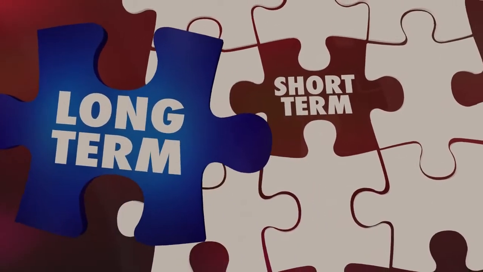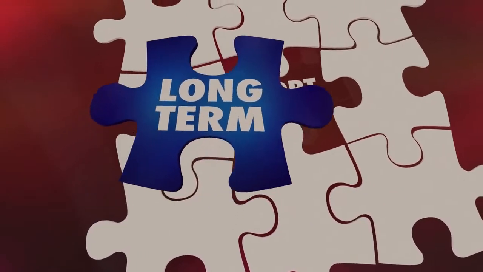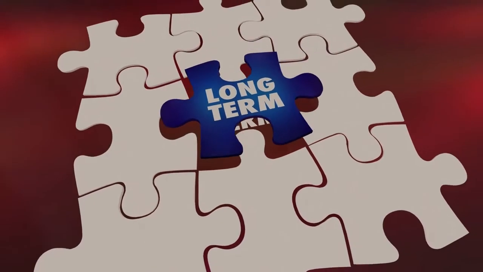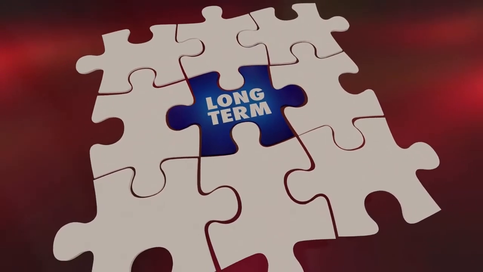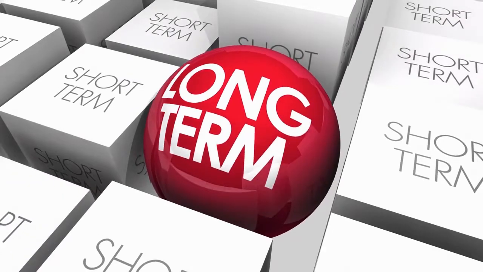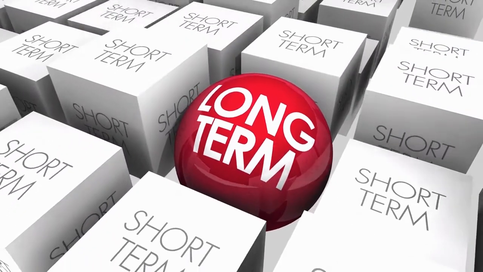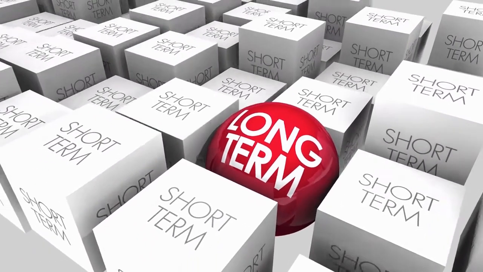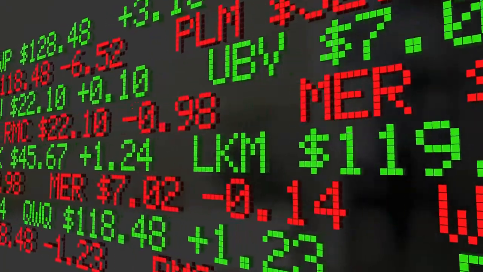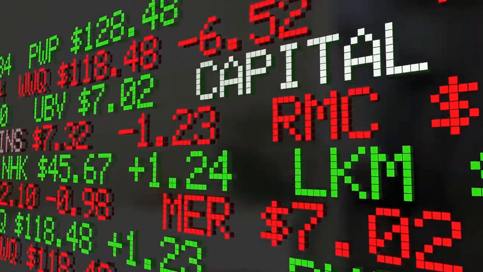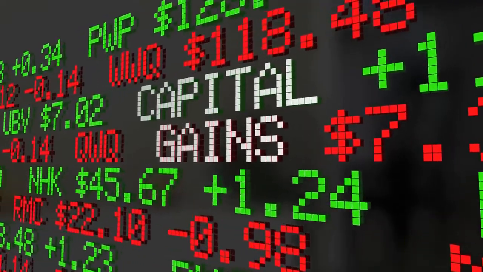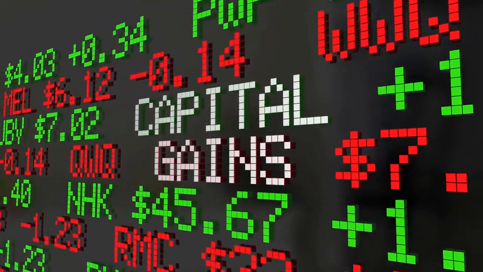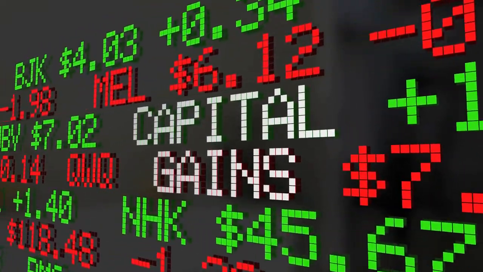Capital gains and losses are classified as long-term or short-term. Generally, if you keep an asset for more than 1 year, it is taxed as a long-term investment. If you hold it for 1 year or less, your capital gain or loss is short-term.